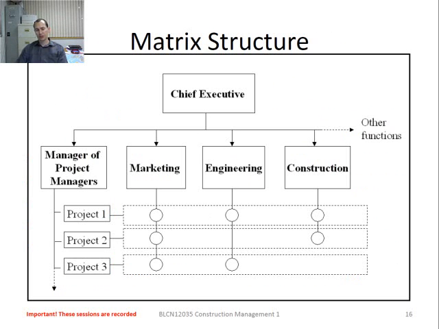Alright, so if we look at the matrix structure, there we go. This is what it would look like. I'm going to show you a few examples of this, strong and weak matrices. The first point that we have to think about is that these resources over here, they have multiple bosses. So they report to project manager number 1 and they report to the marketing manager over here.